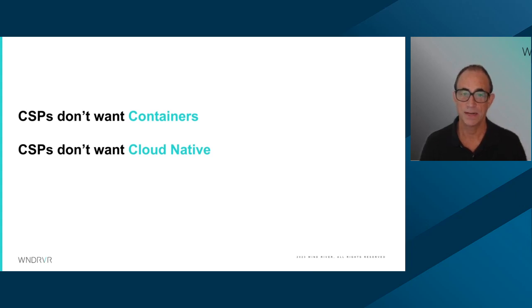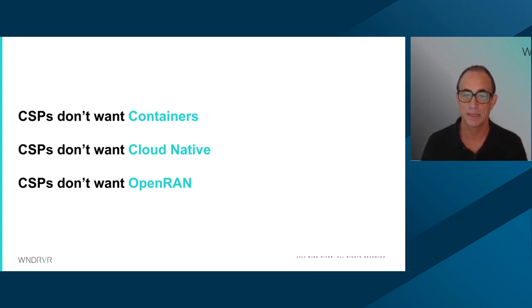CSPs don't want cloud native. They want scalability, automation, and manageability for distributed environments. CSPs don't want Open RAN. They want the business opportunity that comes from interoperability and innovation. But to get the things I just mentioned that CSPs really do want, environment agnostic applications and services, scalability, automation, manageability, and the business opportunities 5G and future G promise, they will need to implement containers, cloud native, and Open RAN.